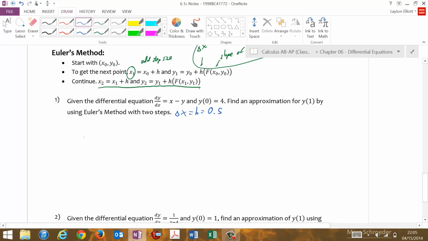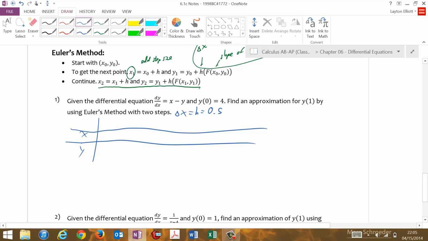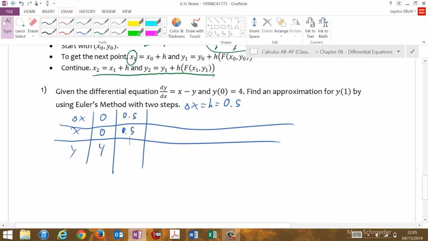I'm going to have x and y in a table like this, and then I'm going to have my delta x. So if my delta x is 0, this is my starting point, 0, 4, and then if my delta x is 0.5, which is the next step, then my x is actually going to be 0.5, and the y, I'm going to take that 0.5, multiply it by the slope.